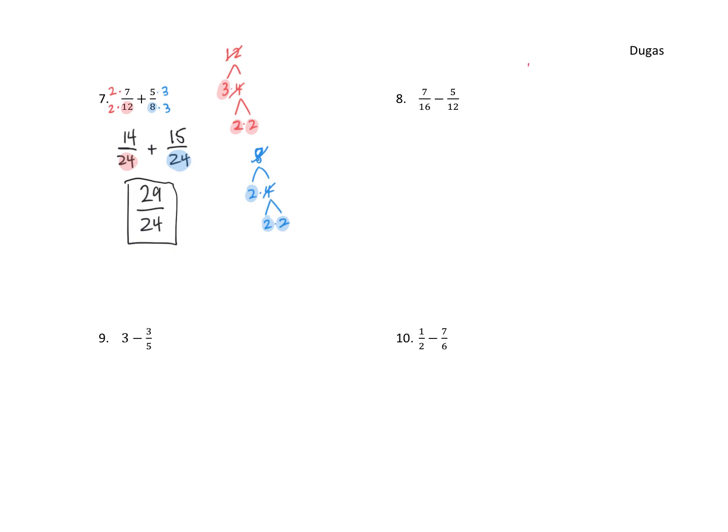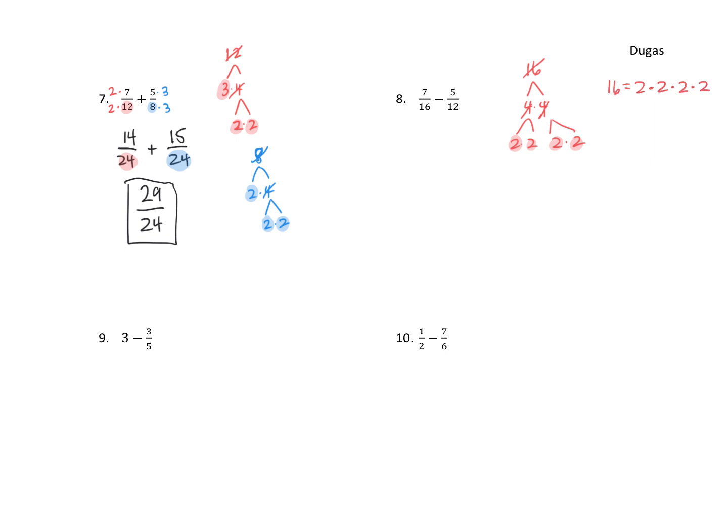Let's make a factor tree for 16. That could be 4 and 4, and then 4 is 2 times 2. That would be prime on all the ends, so we have 4 2's. So 16 is 2, 2, 2, 2.